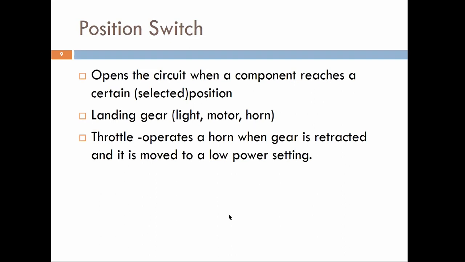Position switches. What it's going to do is open a circuit when a component has reached a position. So typically landing gear. You've got the light, the motor, and the horns, all operated by switches. Throttle switches activate the horn if your gear is retracted and you move the levers to a low power setting, to warn the pilot that the gear's still up. So again, all can be done by switches.